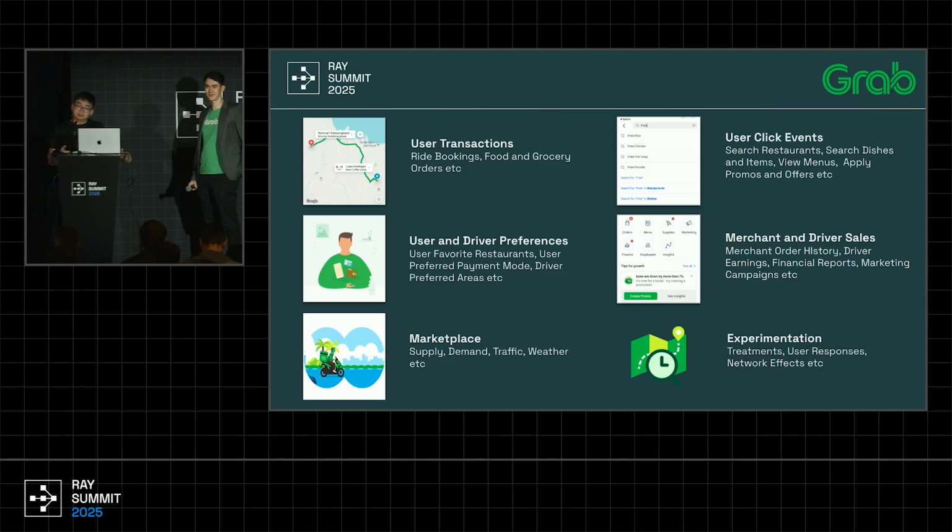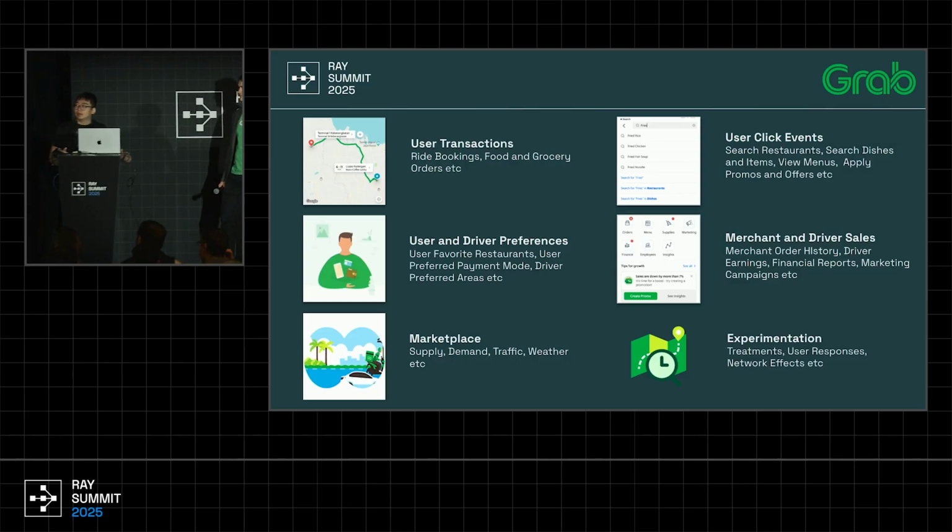Then on top of that, we also gather preference data from both our users and drivers. They can specify their preferred pickup and drop-off locations, so that we can understand them better and provide an individual experience to each one of them. For our merchants and drivers, we also provide insight data based on their sales history. That will help them to grow their business in a smarter and more effective way.